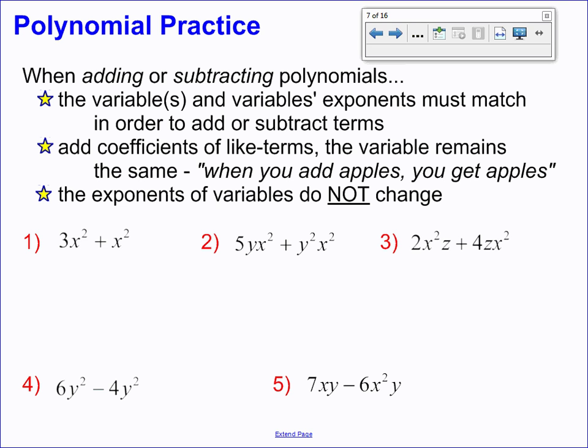We add the coefficients of like terms and the variable stays the same. So when you add apples, you still have apples. When you add oranges to oranges, you still have oranges. The only thing that changes is how many of them you have. And the exponents of the variables do not change. So let's go ahead and check number 1.